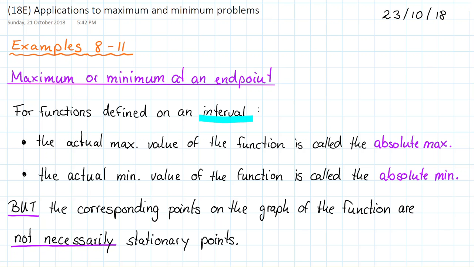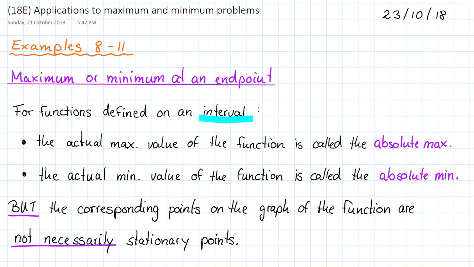What I want to emphasize here is what happens if a maximum or a minimum is at an endpoint. So this only is for functions which are defined on an interval. To identify a stationary point, we do the same procedure as always. We find the first derivative and say it's 0, and then find the stationary points and determine if the stationary point is a maximum or minimum.